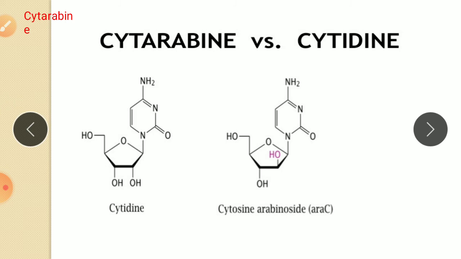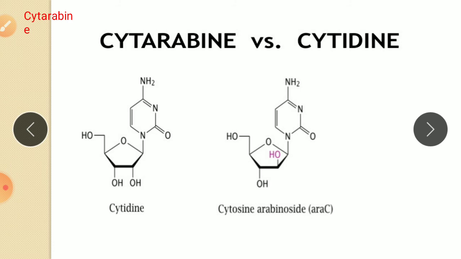Next drug is cytarabine. So the next drug of this category is cytarabine. Here again there is a structural similarity between cytarabine and cytidine. Cytidine is a normal base of RNA. The drug is called cytosine arabinoside, in short Ara-C. If we see the structural similarity, there is only one difference, this OH. In cytidine, this OH is below the plane, but here it is above the plane. So the cytarabine structure is based on the cytosine structure. Modification of normal ribose has produced cytarabine.